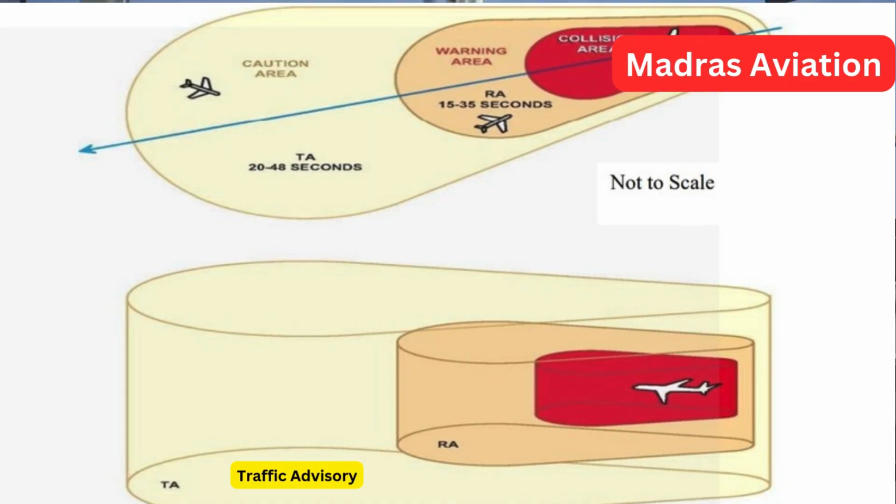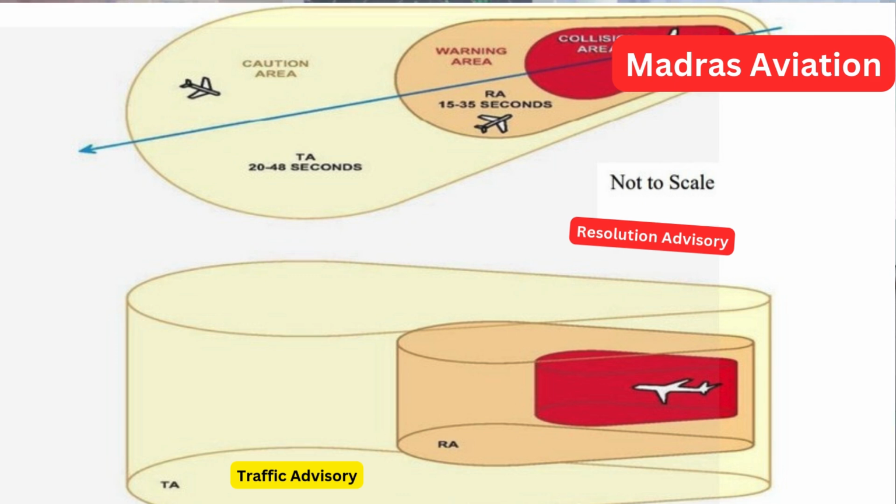One, traffic advisory, which is a caution about a potential threat. Two, resolution advisory, which is a warning that there is an imminent threat, and the pilot needs to follow the instruction to resolve the conflict. Resolution advisory can be further divided into two. First, corrective advisories, which instruct the pilot to deviate from the current flight path. For example, climb when the aircraft is in level flight. Second, preventive advisories, which advise the pilot to maintain or avoid certain vertical speeds. For example, don't climb when the aircraft is in level flight.